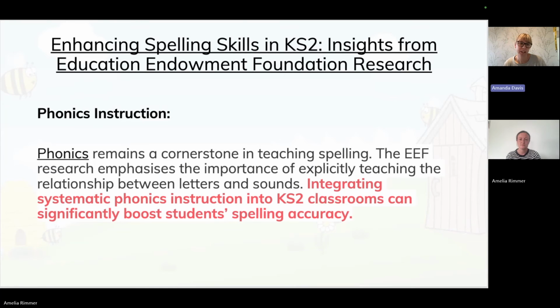Now, this is backed up by the Education Endowment Foundation. They carried out research looking into enhancing spelling skills in Key Stage 2. They found that obviously phonics still remains a cornerstone in teaching spelling. They emphasised the importance of explicitly teaching the relationship between letters and sounds, and integrating systematic synthetic phonics instruction into Key Stage 2 classrooms can significantly boost students' spelling accuracy.